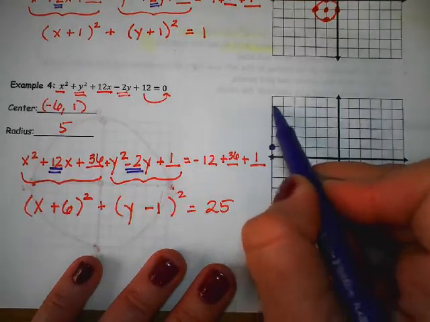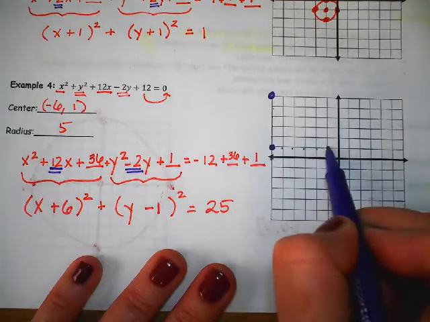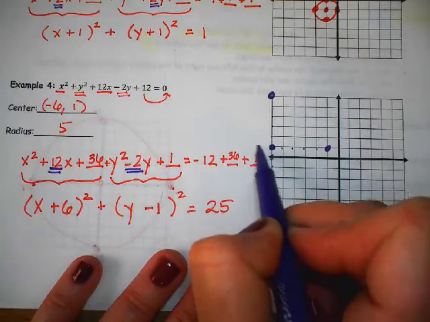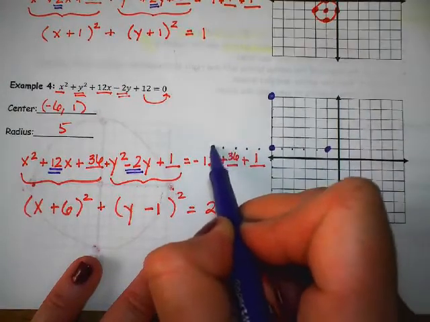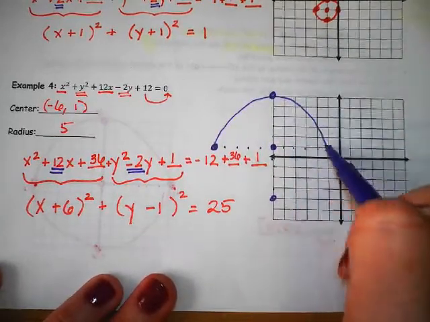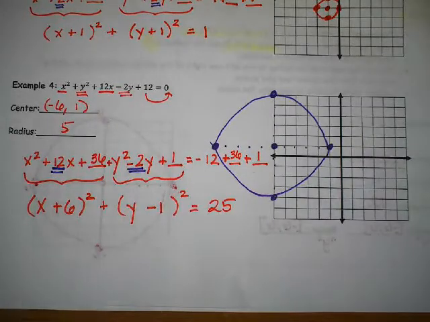My radius is 5, so I'm going to go up 5. 1, 2, 3, 4, 5. Left or right 5. Down 5. And if I went to the left 5, I'm imagining I'm over here. Yes, I am off my graph, but I'm going to connect up and I've got my circle.